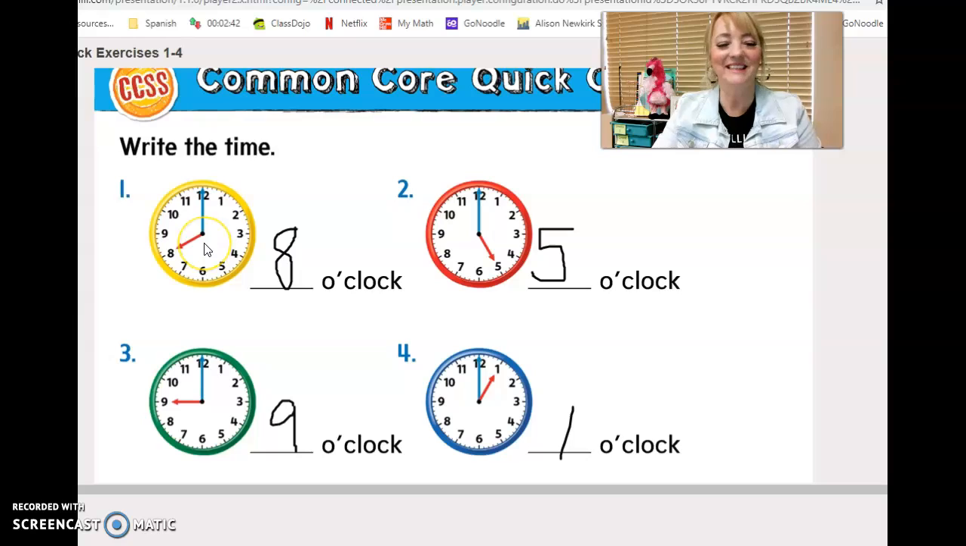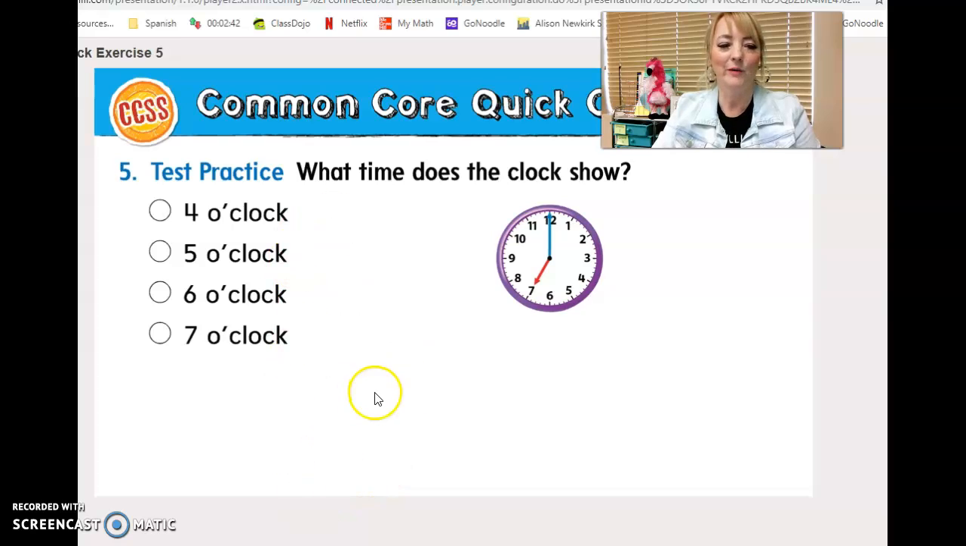So now it says write the time. When the minute hand is straight up, we're saying o'clock or the beginning of a new hour. So we have 8. Always use the hour hand. 8 o'clock. 5 o'clock. 9 o'clock, and then 1 o'clock.